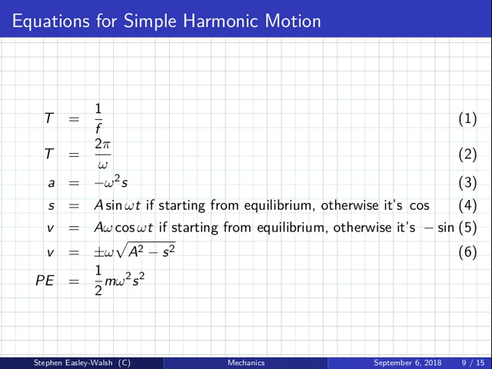Now, this is the formula for potential energy. It's a half m omega squared s squared. And that's the last one for there.